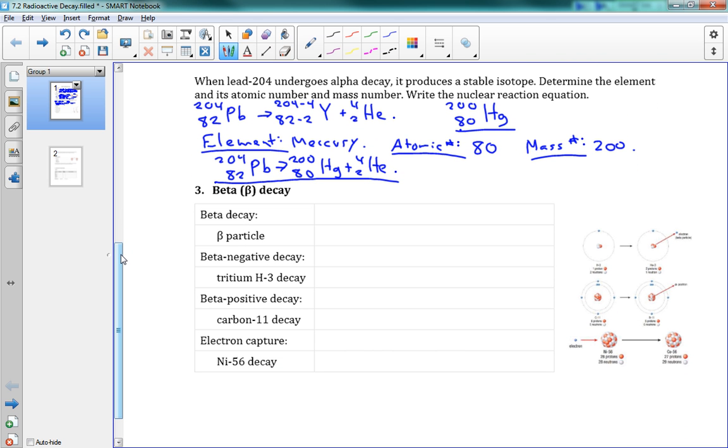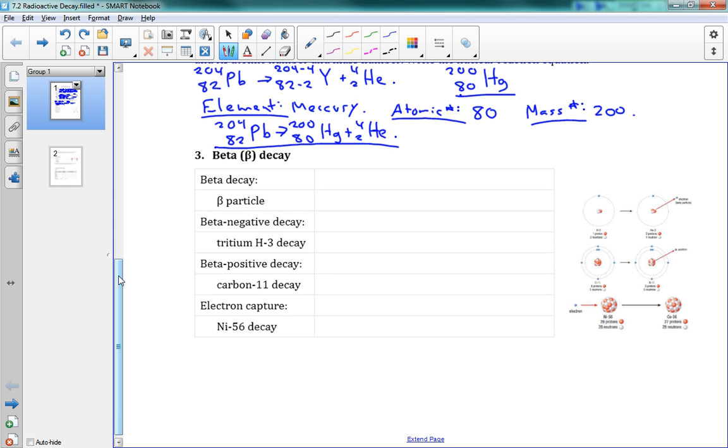We've got two other types of decay. This next one, beta decay, actually has a few different types of beta decay. So yeah, we're going to look at a few interesting things here. Beta decay is when a beta particle is released or absorbed.